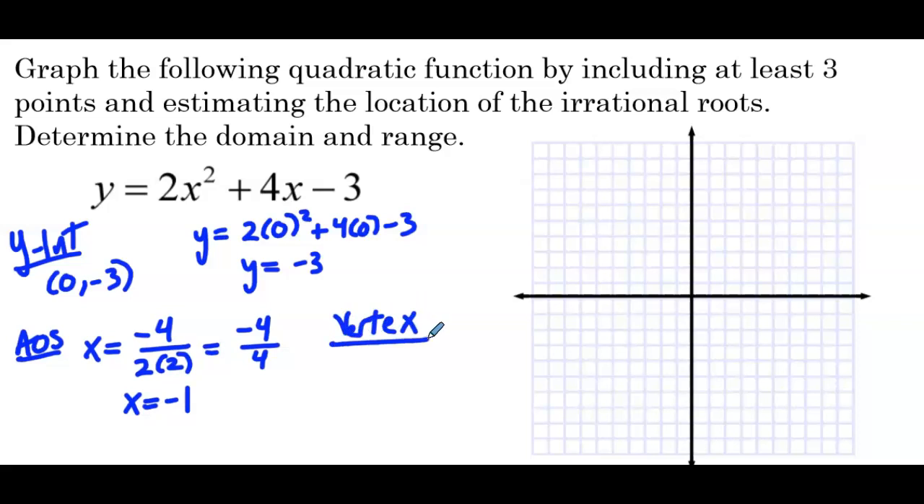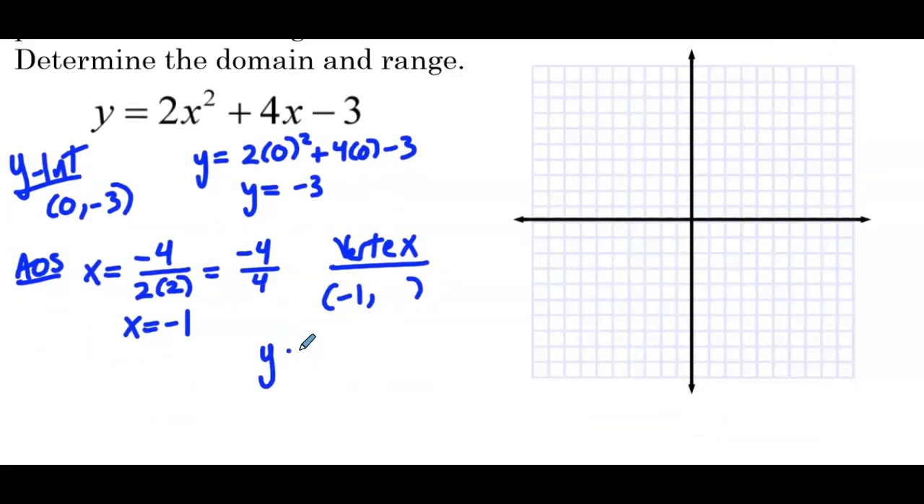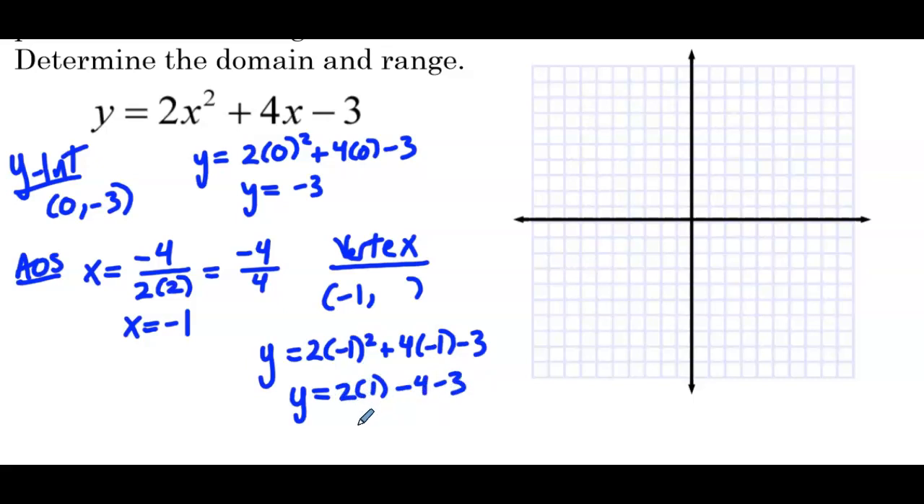So our vertex is the point with an x value of negative 1. To find the y value, we're going to plug in. So we have 2 times negative 1 squared plus 4 times negative 1 minus 3. So we have y equals 2 times positive 1 minus 4 minus 3. So that's 2 minus 4 is negative 2. Minus 3 is negative 5. So negative 1, negative 5.